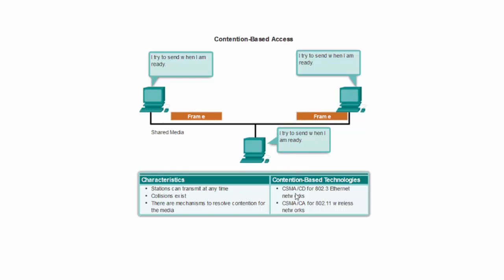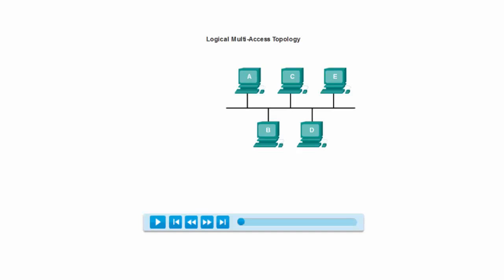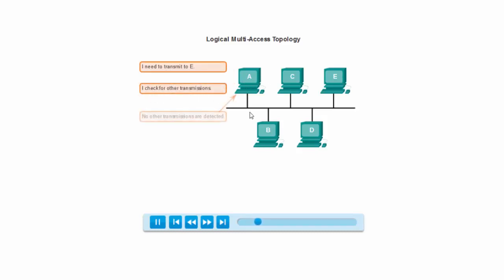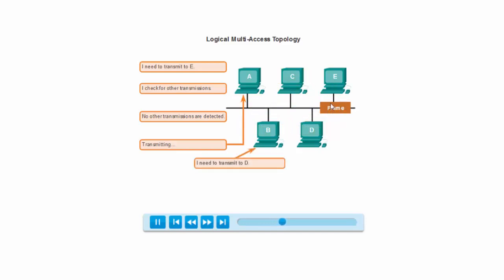So the difference between collision detection and collision avoidance is that for collision detection we detect the collision, but for collision avoidance we try to indicate our intention for transmission using a request signal before we actually start transmitting anything. So the logical multiple access topology works like this. If node A wants to send anything to node E, for example, then A will check first that there is no transmission on the line. If there is no transmission on the line, A will start transmitting. When A transmits a frame, all the other nodes will be able to listen to that frame. Of course, because the frame is destined to node E, only node E will be able to consume it.